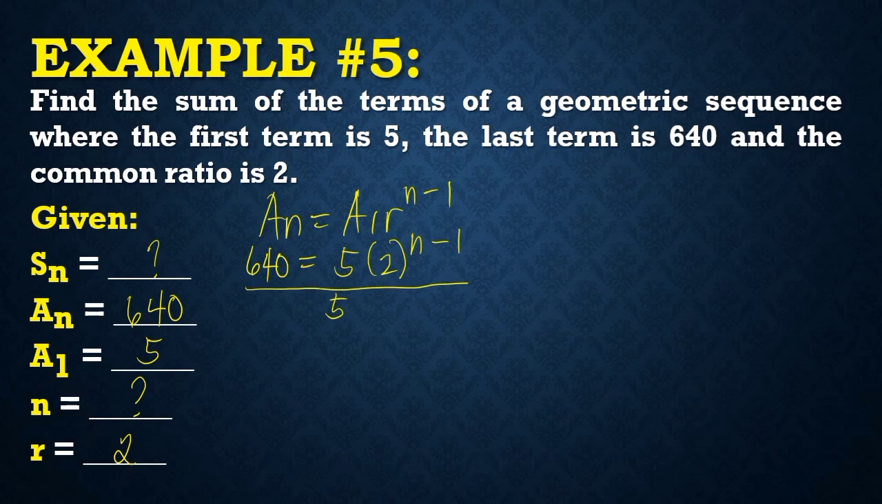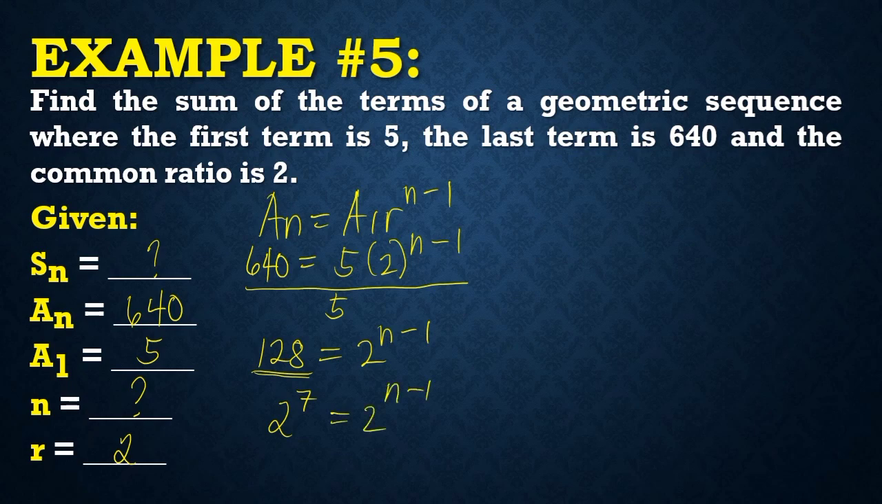And then that is 640 divided by 5. That is 128 is equal to 2 raised to n minus 1. And then, para maibaba natin yung mga exponent, yung 128, i-express natin siya sa base na 2. Okay, para maging linear equation yon. So, kapag ang 128, in-express natin siya sa exponential form niya, magiging 2 raised to 7 is equal to 2 raised to n minus 1.